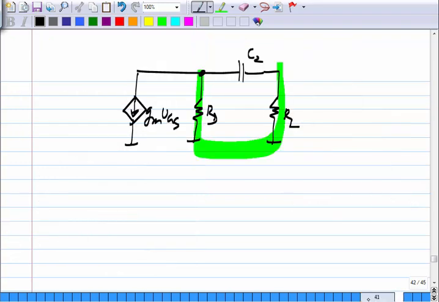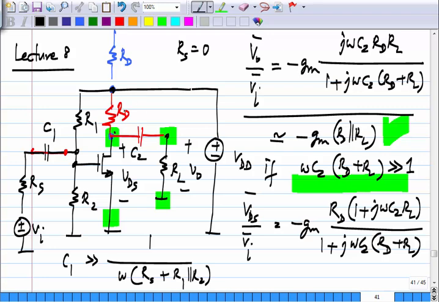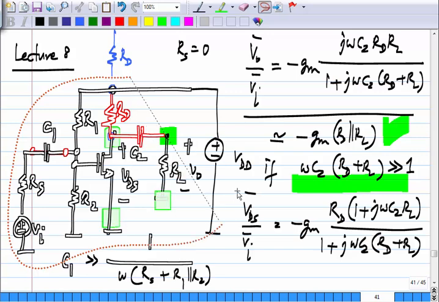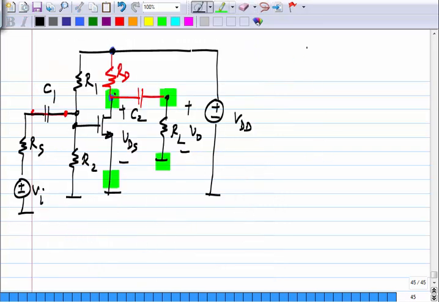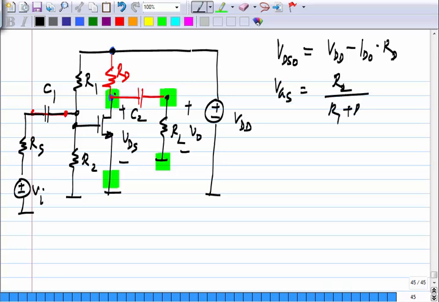First of all, in this case, if you use RD, if you use this structure, then the quiescent VDS is VDD minus the quiescent current times RD, and the quiescent VGS is R2 by R1 plus R2 times VDD. In design, usually, and this is the way we worked out as well, you know the transconductance because you have to drive a certain load resistance and get a certain gain. The transconductance gives you the value of ID0, and you either choose VDD and choose RD or the other way around, you choose RD and then choose VDD.